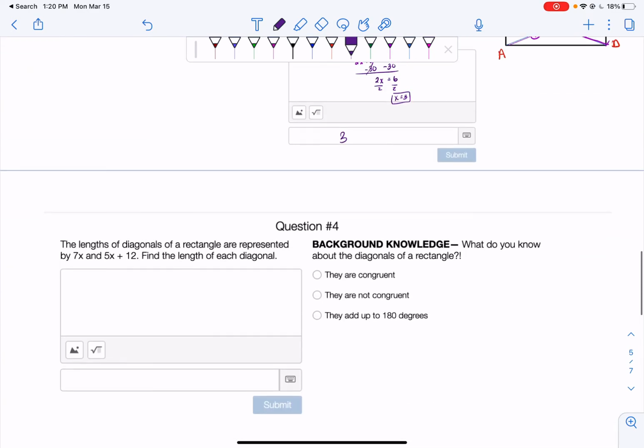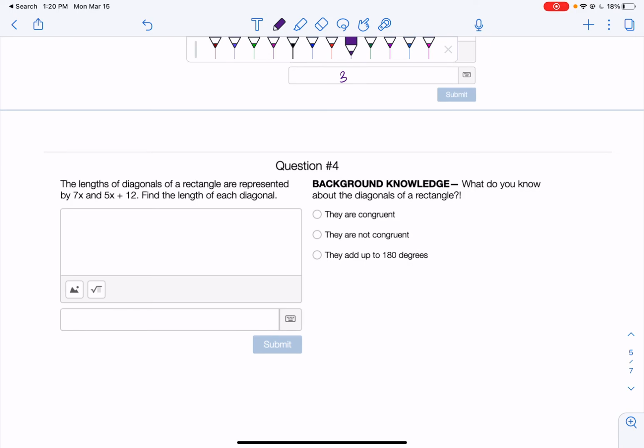Okie dokie, artichoke. Question number 4. The lengths of the diagonals of a rectangle are represented by 7x and 5x plus 12. Find the length of each diagonal. Background knowledge: what do you know about the diagonals of a rectangle? Well, you know they are congruent. So whenever I have something that's congruent, I just set them equal to each other. So I'm just going to set my diagonals equal to each other.